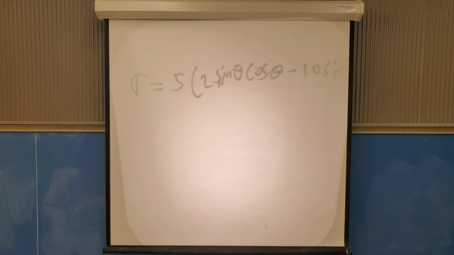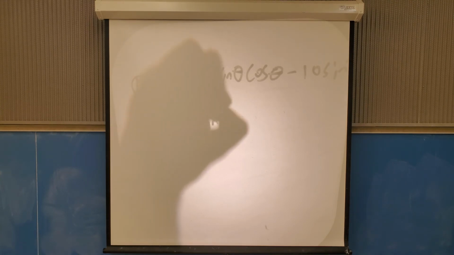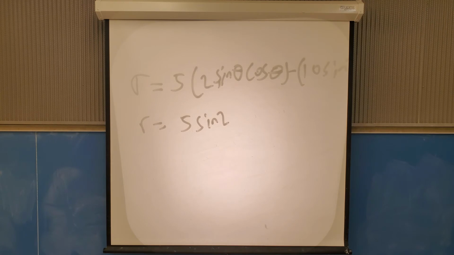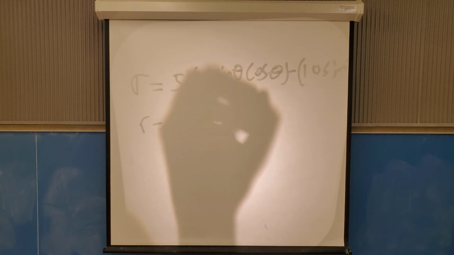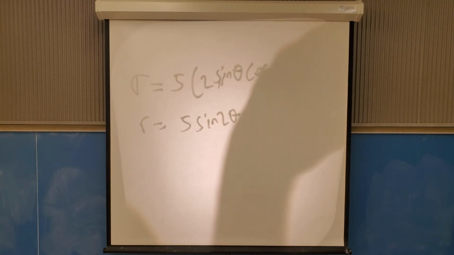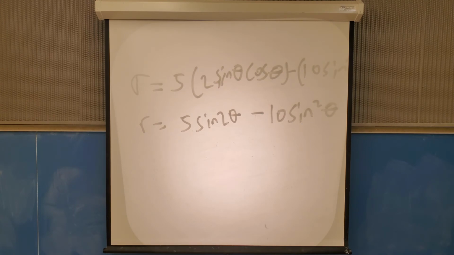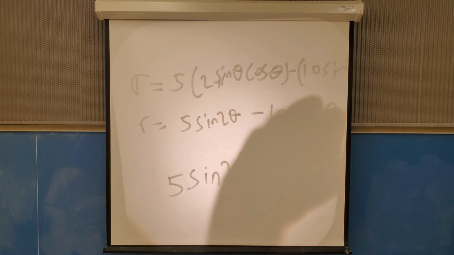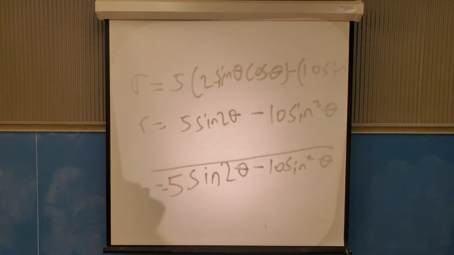Okay, and now we can apply our double angle identities. And now we simply have r equals 5 times sine 2, hold on, I messed up. These are two separate quantities: 2 sine theta cosine theta, and minus 10 sine squared theta. These are completely unrelated to each other now. So now we have 5 sine 2 theta minus 10 sine squared theta. And this leaves us with the final r function for theta, which is, once again, 5 sine 2 theta minus 10 sine squared theta equals r.